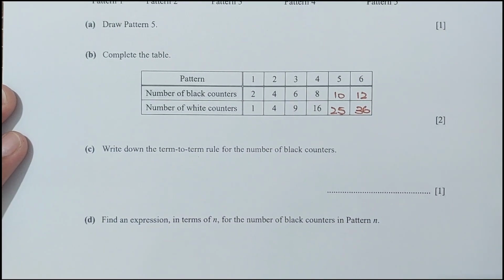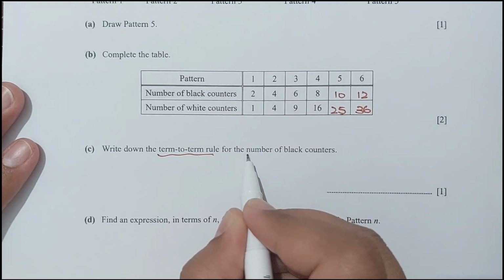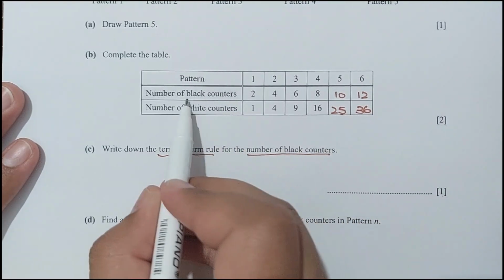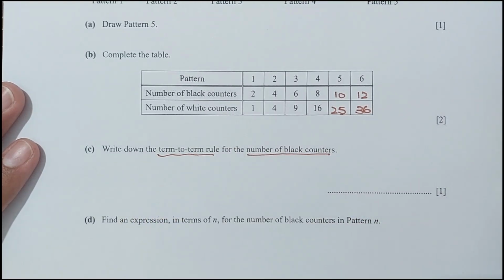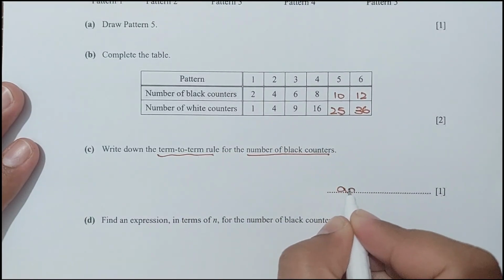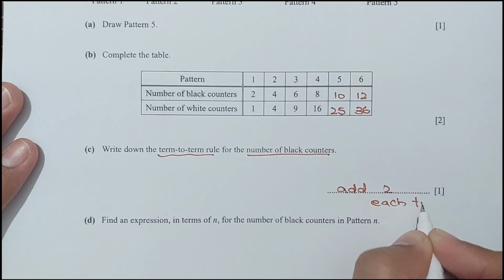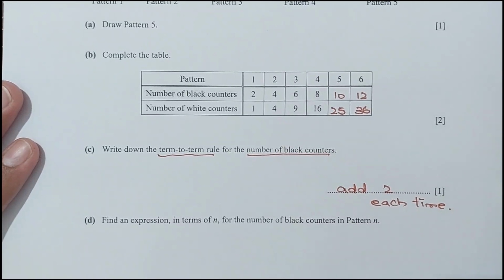Now for part C, write down the term to term rule for the number of black counters. The difference between the numbers is the term to term rule. Just write down the term to term rule, not the nth term. So it is adding 2 each time. Add 2 each time is the term to term rule for the black counters.